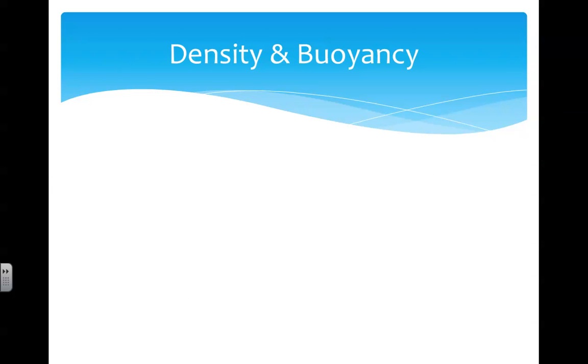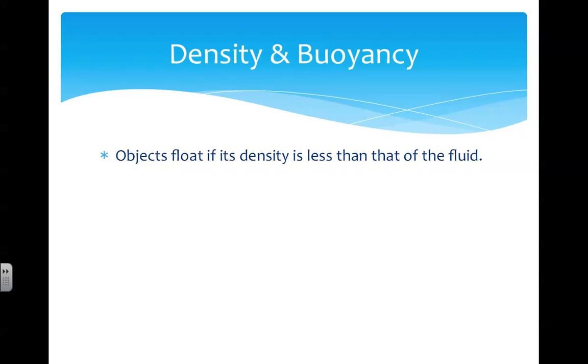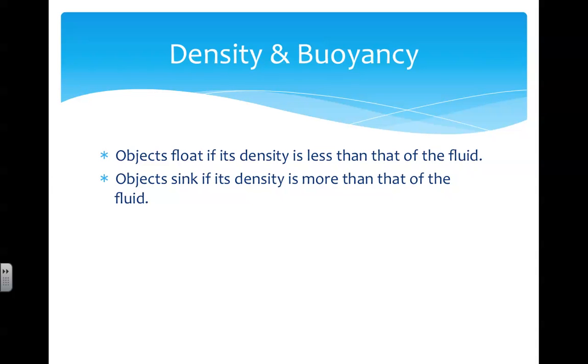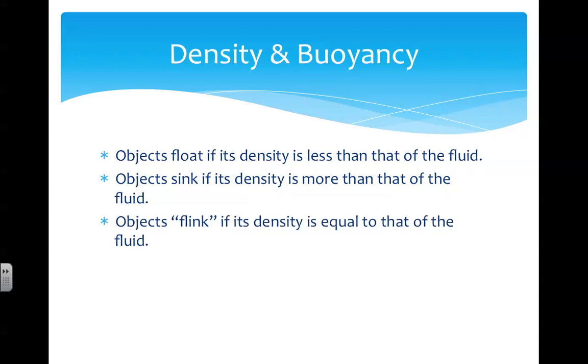You may also remember that density is related to whether an object floats or sinks, and thus determines how buoyant an object is. Objects float if their density is less than that of the fluid. As another general rule, objects sink if their density is more than the fluid. And objects flink if their density is equal to that of the fluid.